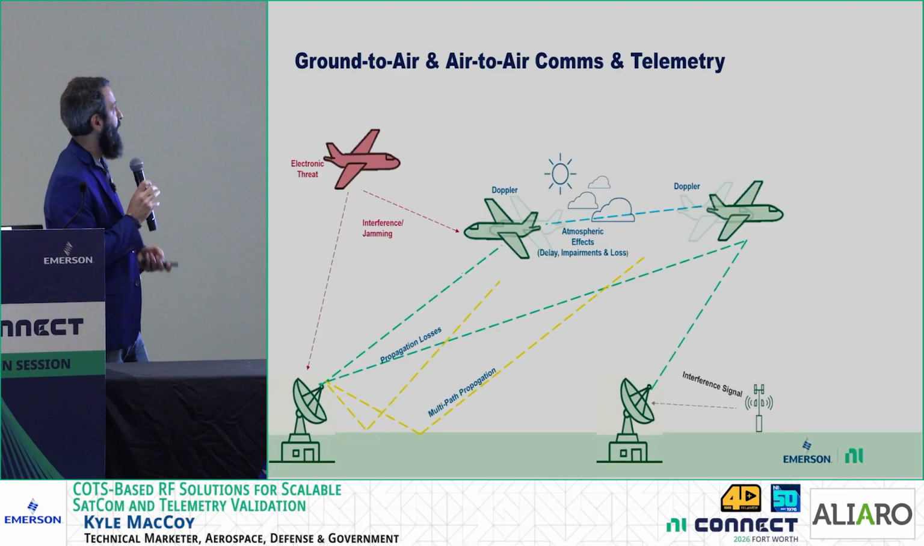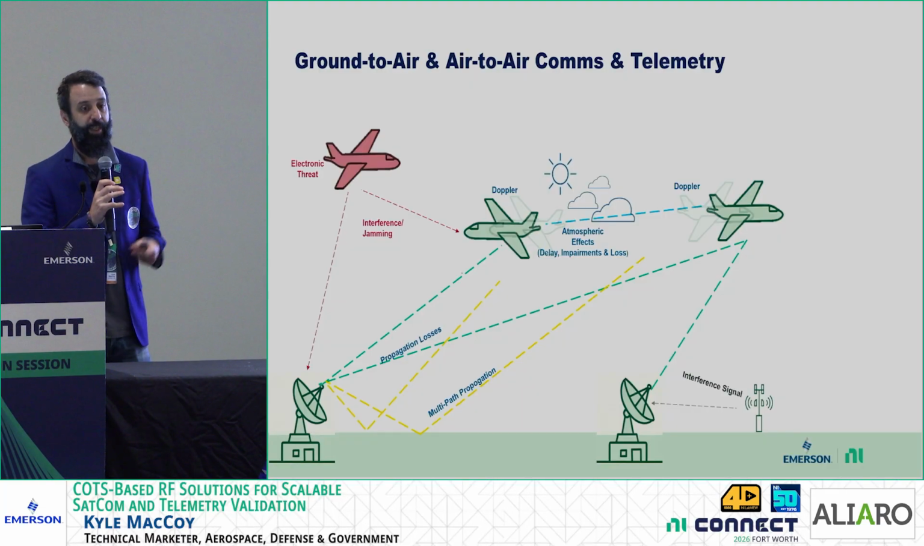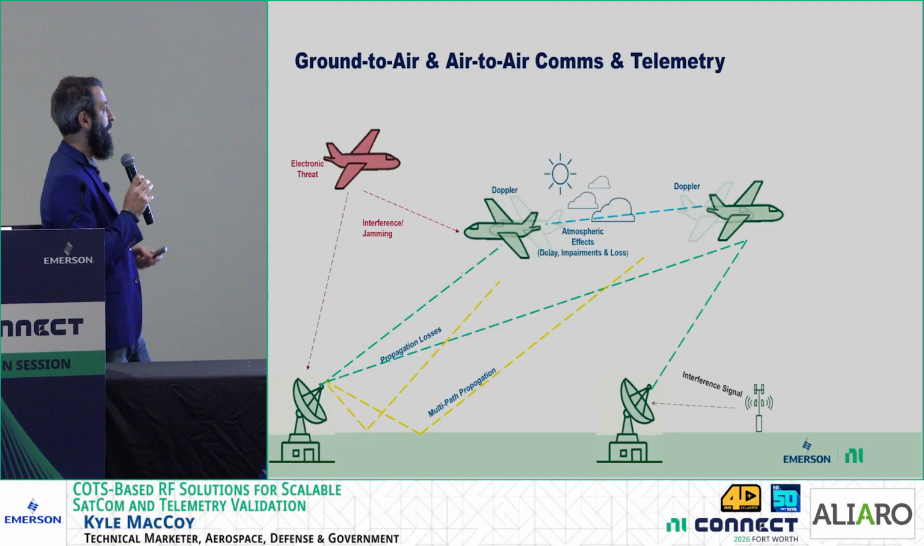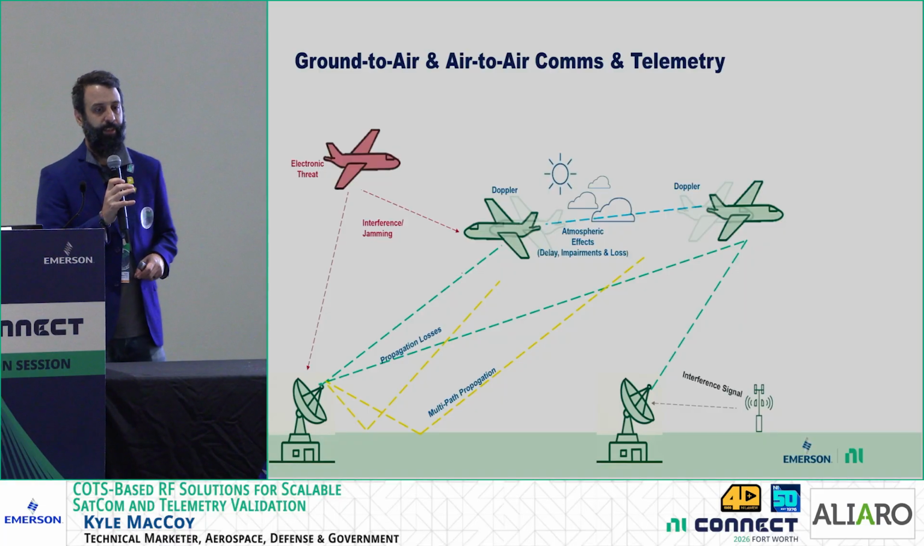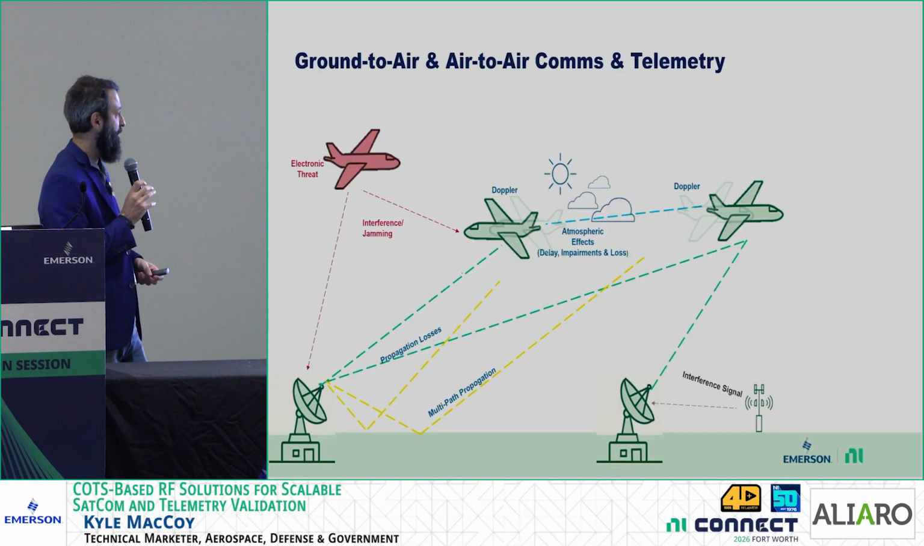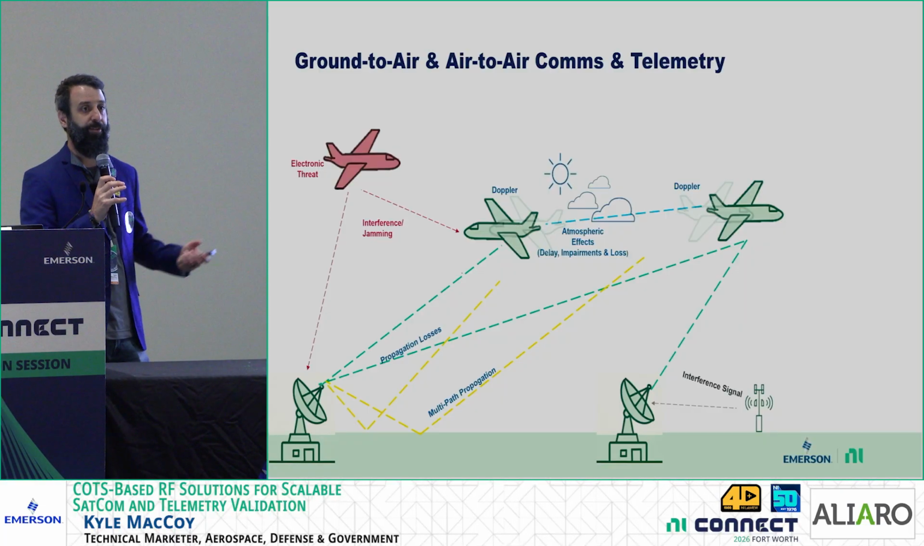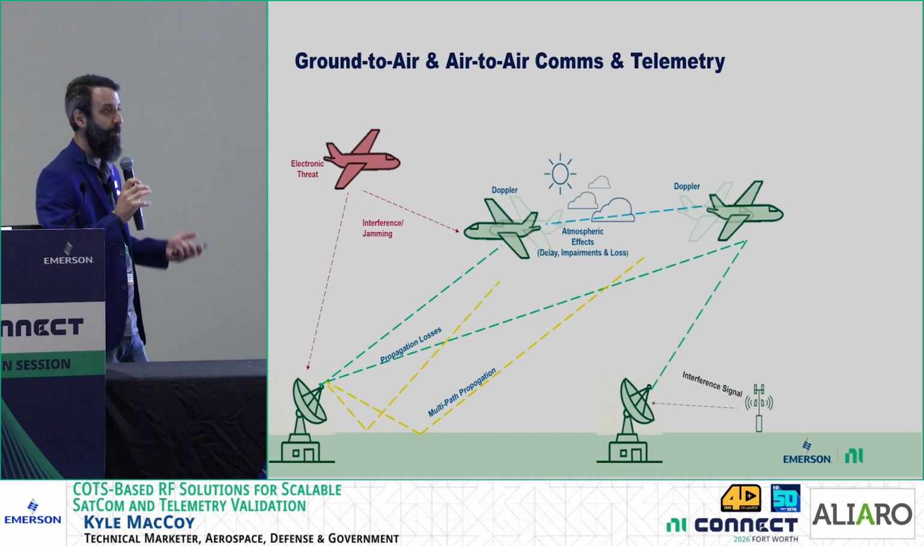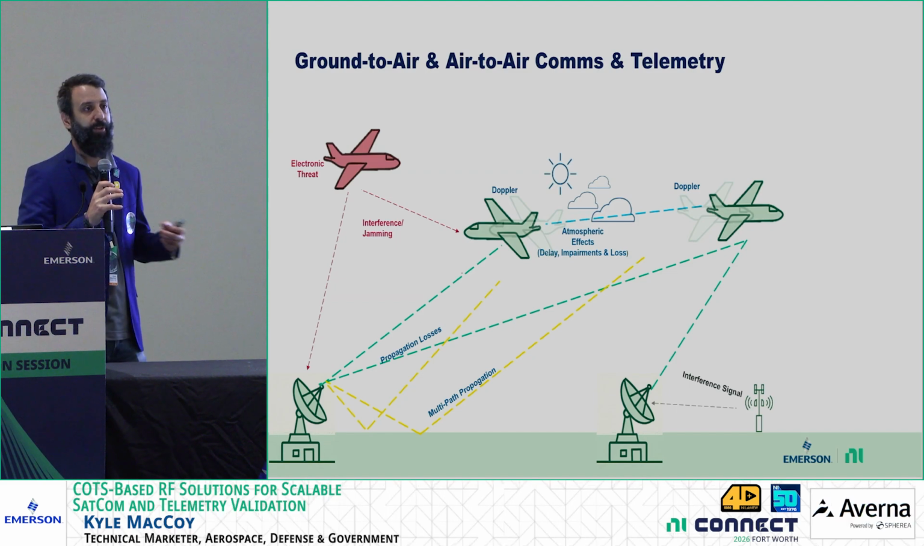So when you talk about a ground-to-air link, for example, there's going to be atmospheric interference. There's going to be passive and active signals interfering. There's going to be some multi-path propagation. All these things are going to interfere with your signal. So you want to have a robust way of making sure that you're addressing those situations.